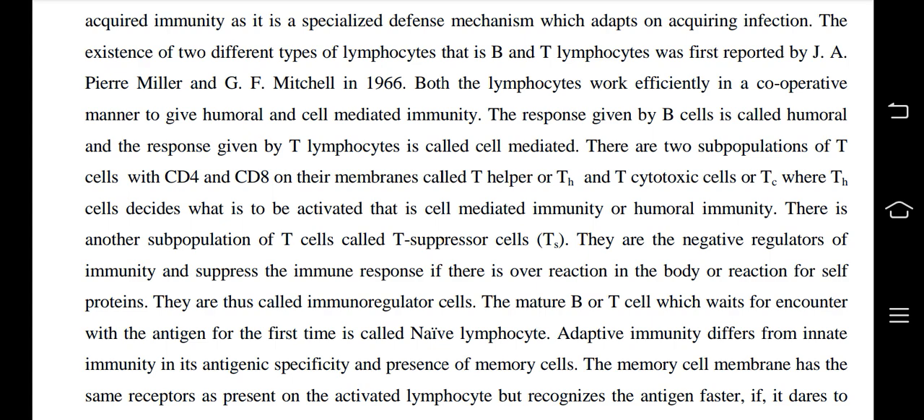Remember like that. Then these two subpopulations of T cells with CD4 and CD8 on their membranes are called T helper or TH and T cytotoxic cells or TC, where TH cells decide what is to be activated, that is cell-mediated immunity or humoral immunity. There is another subpopulation of T cells called the T suppressor cells, TS. They are the negative regulators of immunity and suppress the immune response if there is overreaction in the body or reaction for self-proteins. They are thus called immunoregulator cells.